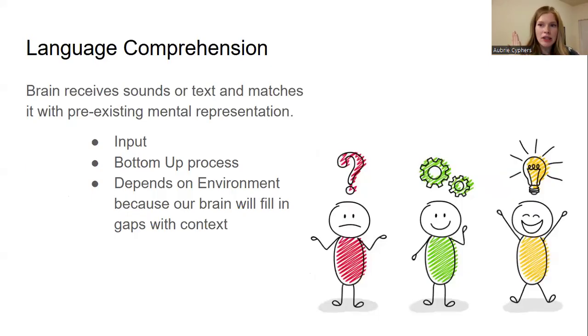This is our input. This is when our brain receives the sounds, the text, the noises, and it matches with what we already know. And we create these mental representations, or some people think in pictures. It's a bottom-up process, and it depends on the environment because our brain has the ability to fill in gaps depending on the context. So if I say, oh, I need to get my cap and gown on April 1st, and who knows, I might run into someone, you guys are going to know, oh, I'm talking about preparing for graduation.